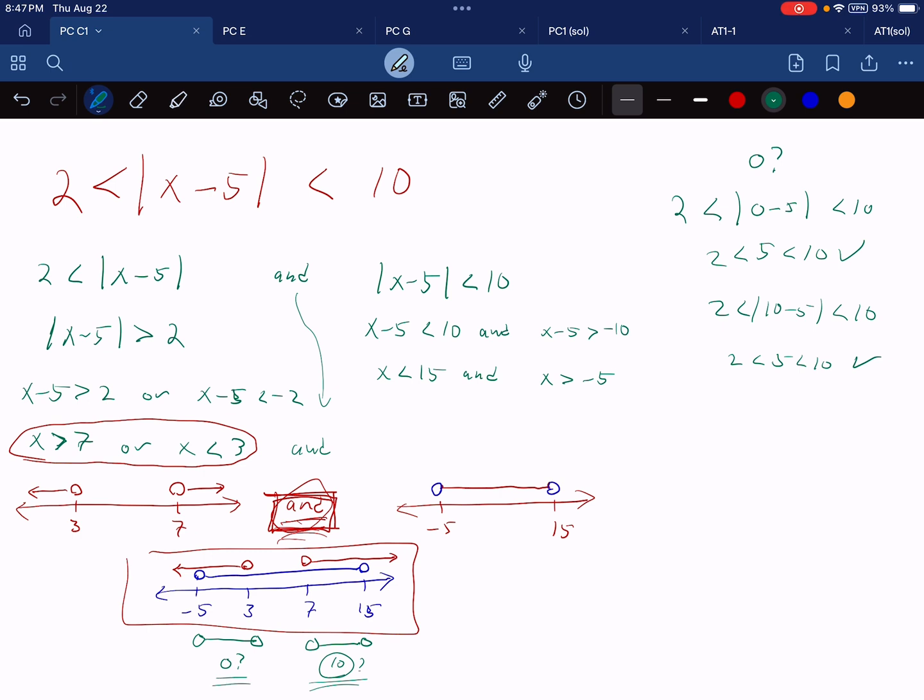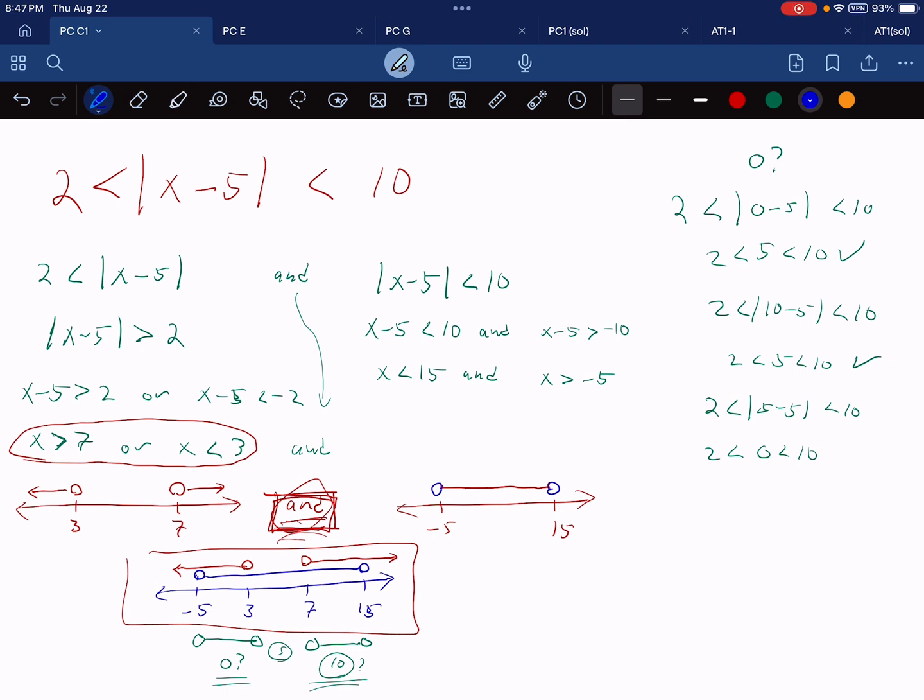Maybe you want to check one that shouldn't work, which is like 5, right? 5 should not work. So if I plug in 5, I get 2 is less than the absolute value of 5 minus 5, close absolute value, less than 10. 2 is less than 0, which is less than 10. Obviously not working. So here I just kind of threw in some numbers, checked the logic, everything works out. Let's actually write the solution.